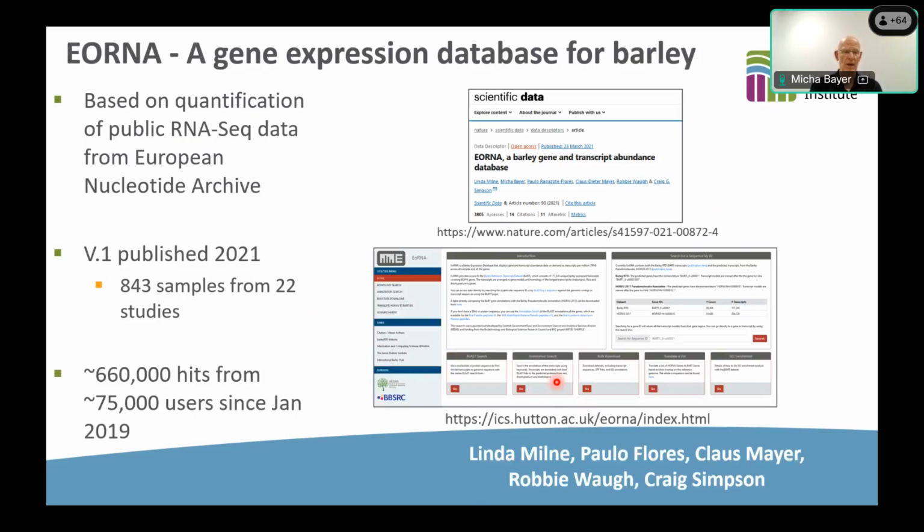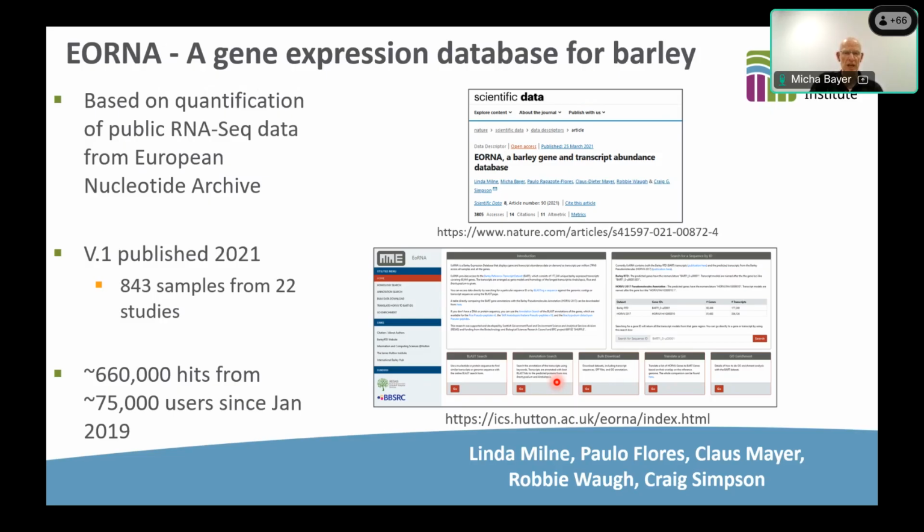And our first version of this was published in 2021. And back then, it was a fairly modest proposition compared to what we have now. So it was 843 samples from 22 studies. And it has been quite popular. We've just got new user stats this week. And we've had 660,000 hits from 75,000 discrete IP addresses since January 2019. So people have clearly been using it, and that's a great thing.